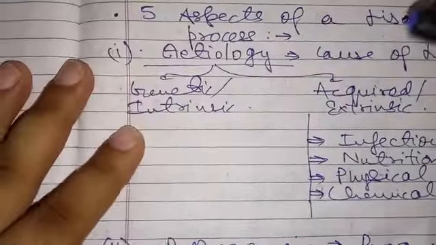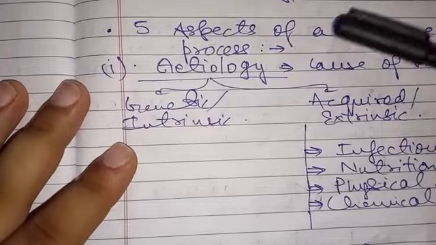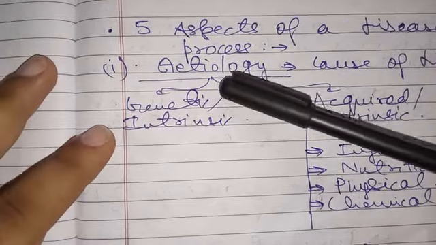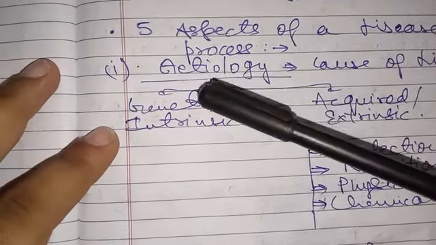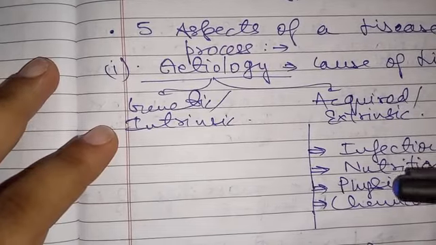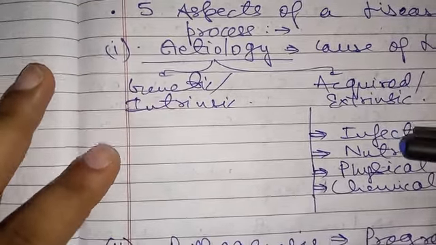Okay. So first is etiology. Etiology, as we already know, means the cause of the disease. The definition is: the cause of disease is called etiology, or etiological factor. Etiology is of two types: genetic or intrinsic, and acquired or extrinsic. Extrinsic includes infectious, nutritional, physical, chemical, all of these. We'll discuss these later at the end of this chapter.